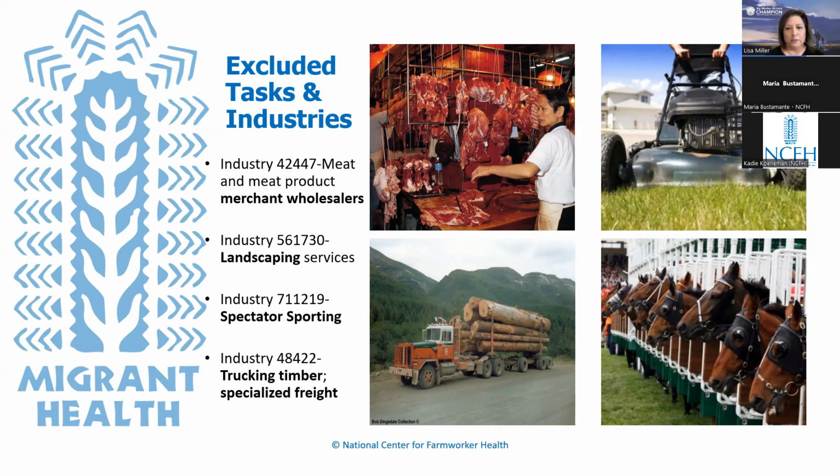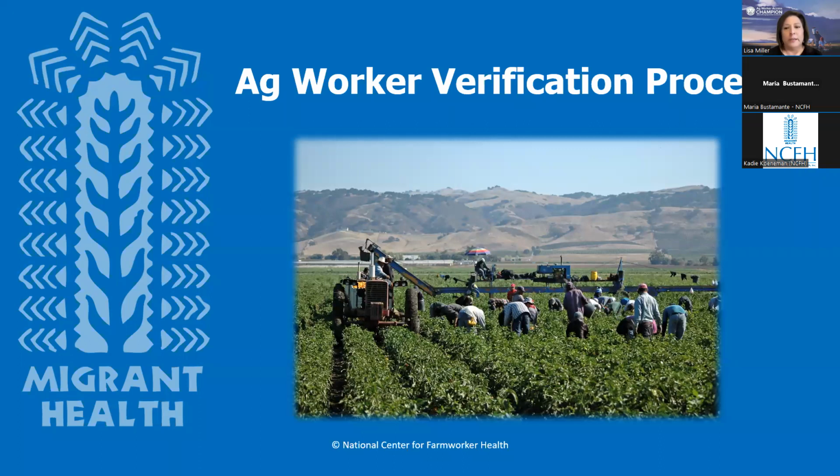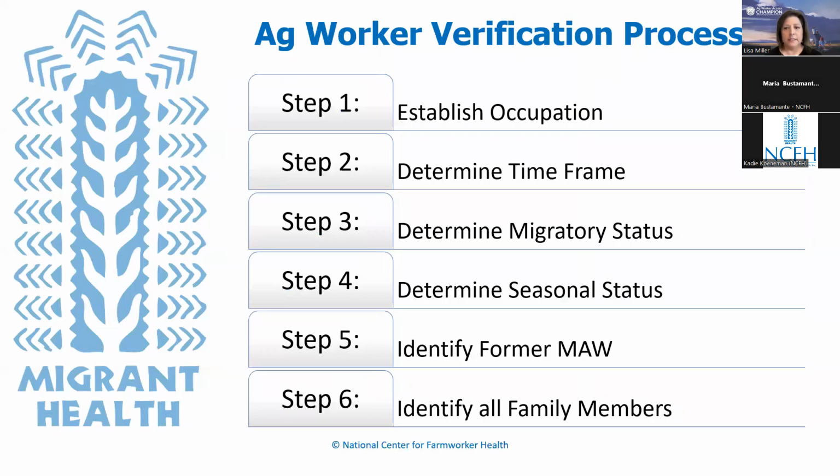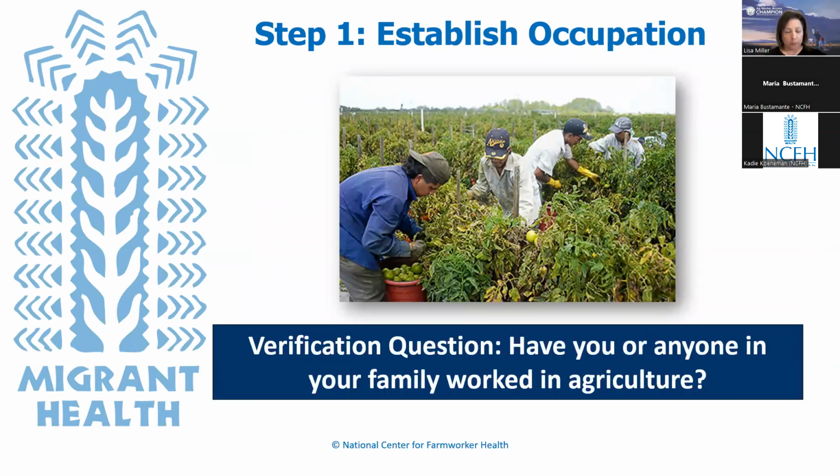So now we know what those NAICS codes are. We're ready to start looking at the verification process. So we'll go on to the next slide. And these are the steps in our verification process that we're going to go into in detail with you. So step one, we want to establish the occupation. We want to know if they are working in agriculture. So that's what all the previous information we shared with you will help you determine.